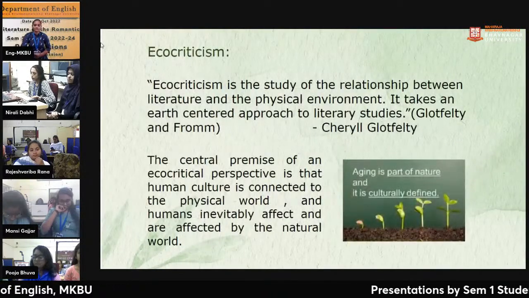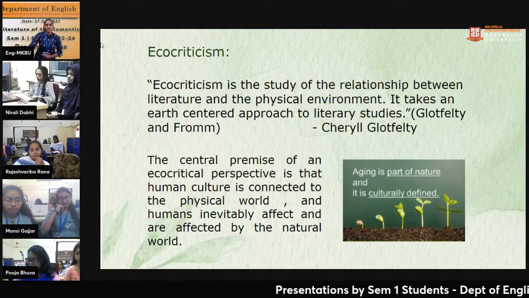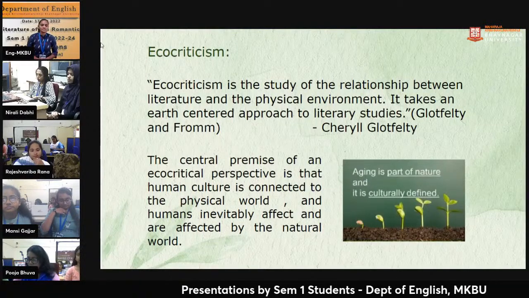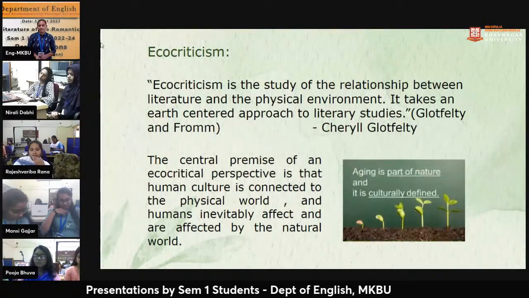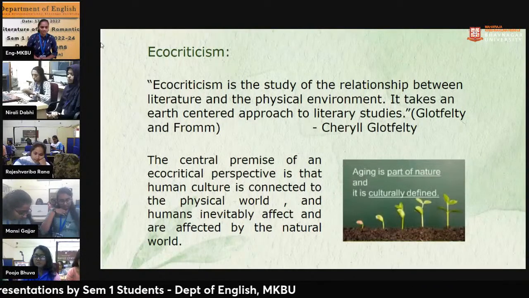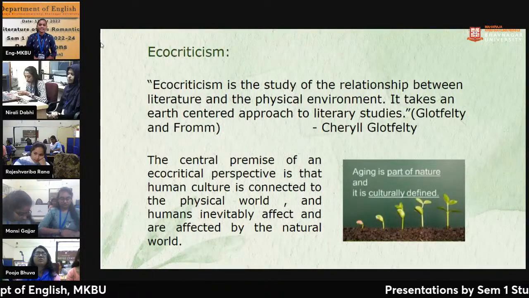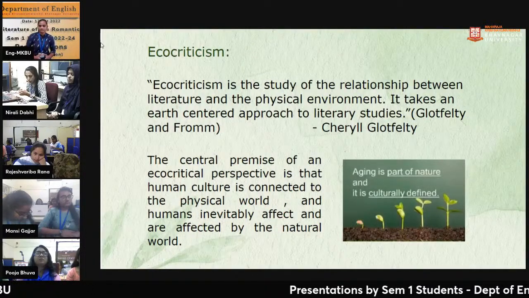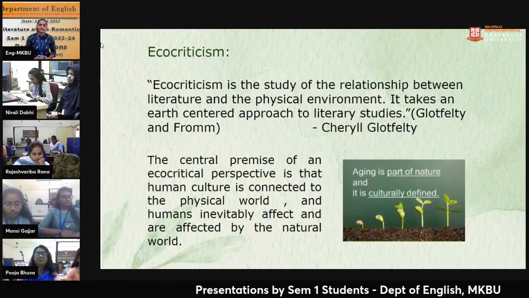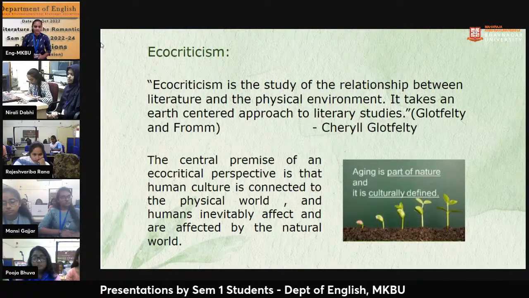When we are studying the element of nature, eco-criticism is a very newly arriving aspect and term of literature. Eco-criticism is the study of the relationship between literature and the physical environment. It takes an earth-centered approach to literary studies.